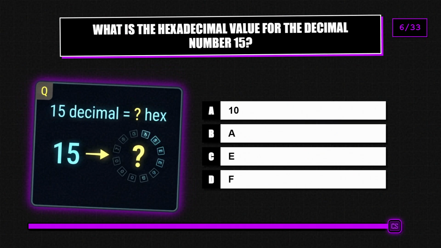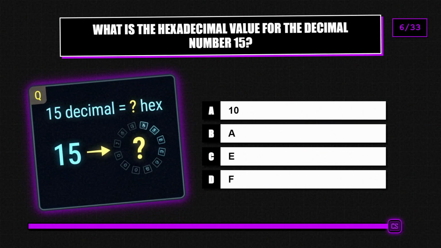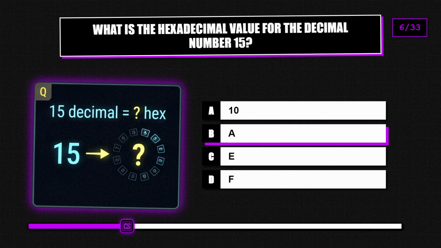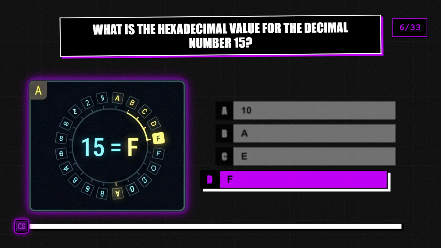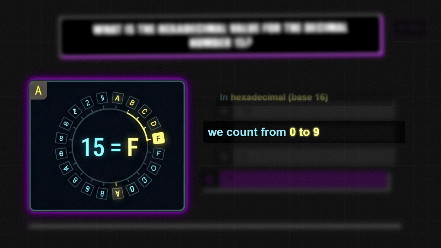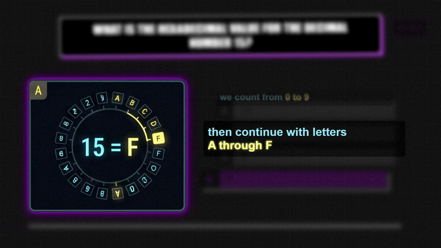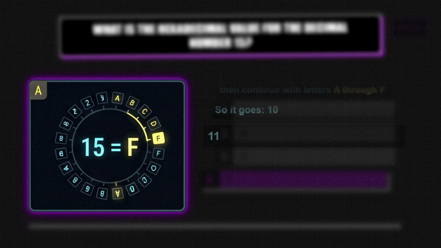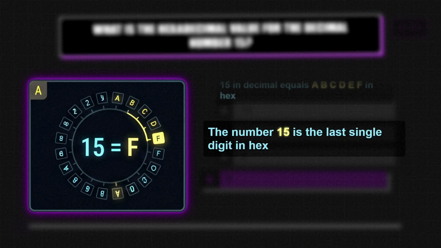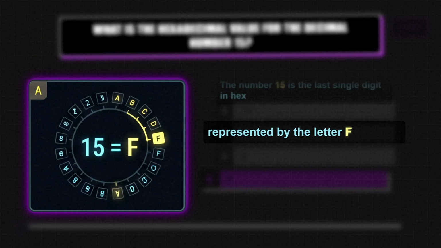What is the hexadecimal value for the decimal number 15? In hexadecimal, base 16, we count from 0 to 9 and then continue with letters A through F, so it goes 10, 11, 12, 13, 14, 15 in decimal equals A, B, C, D, E, F in hex. The number 15 is the last single digit in hex, represented by the letter F.